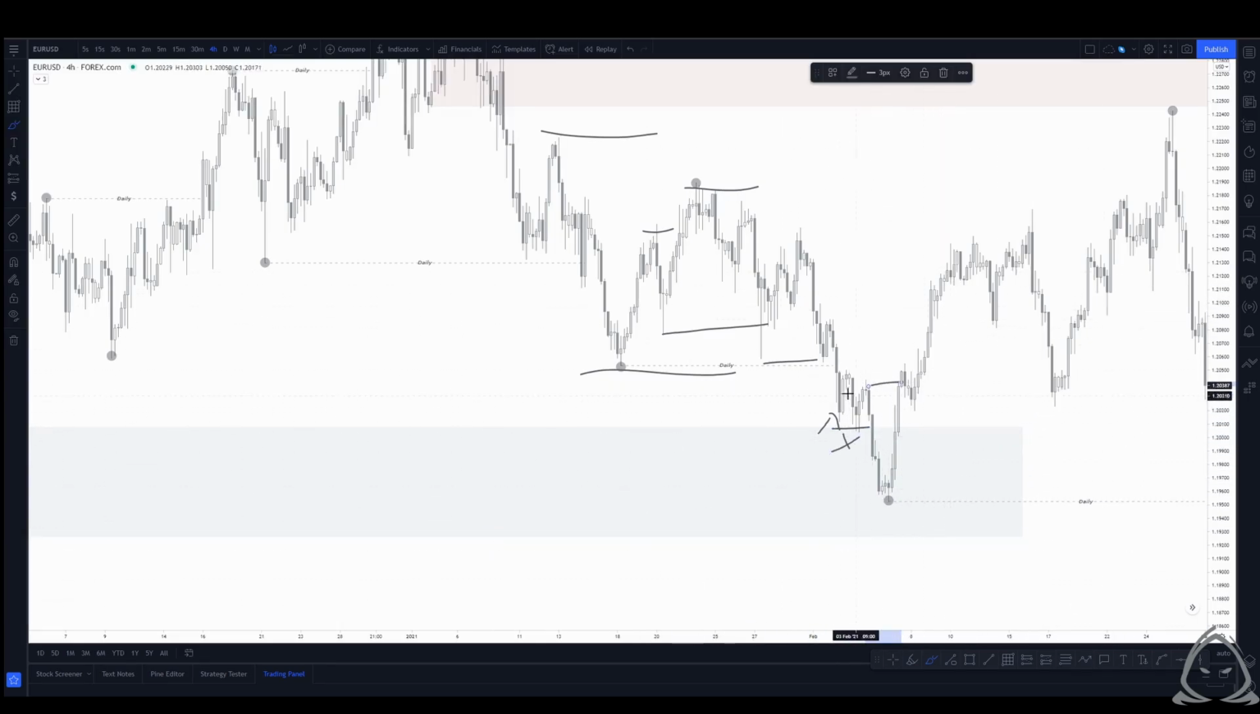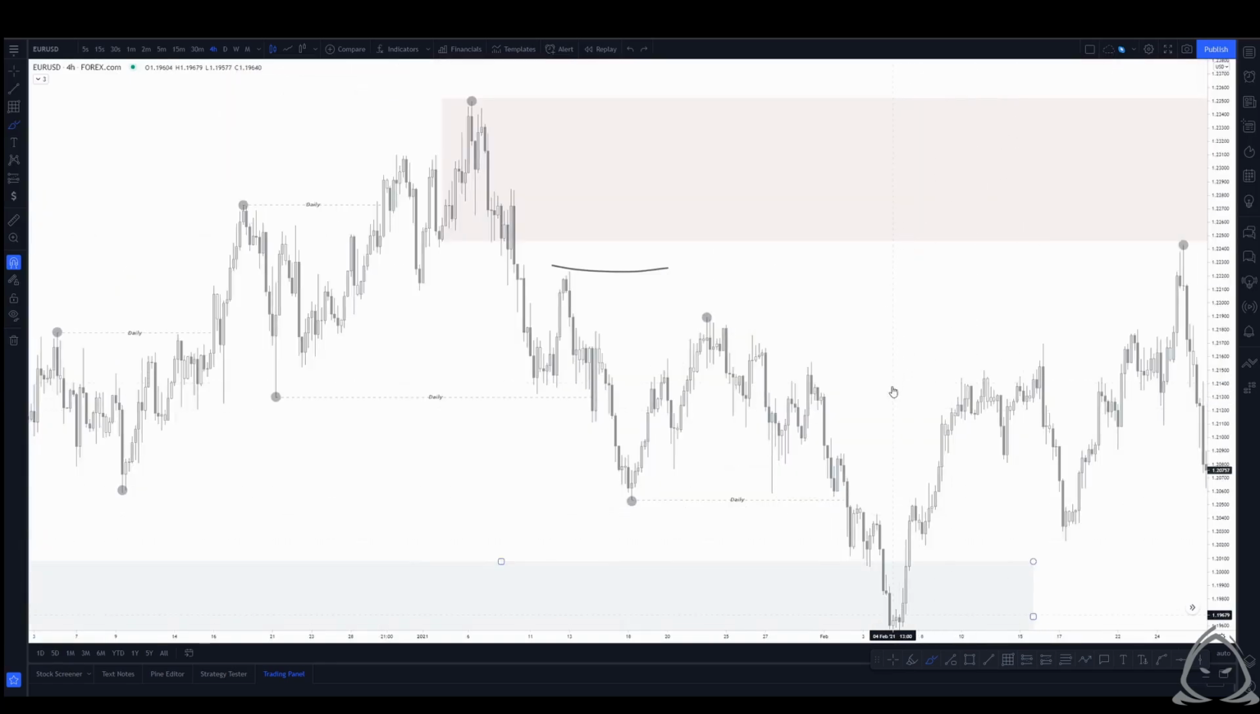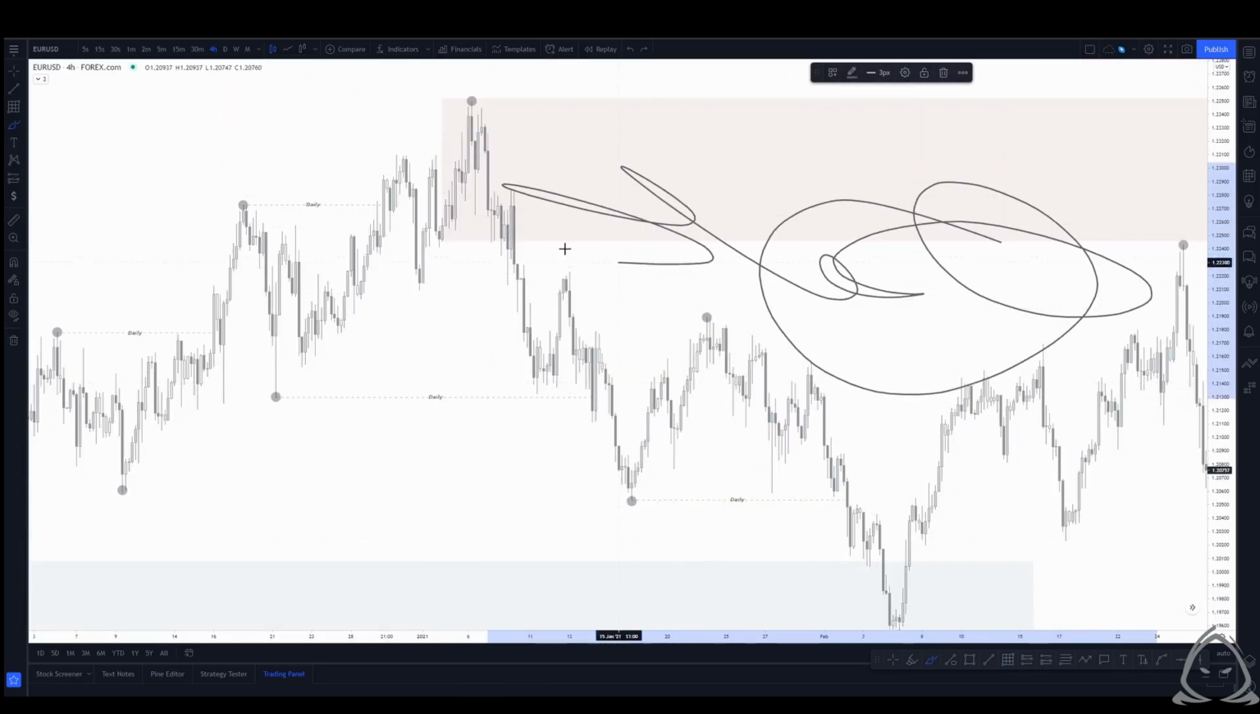What ends up happening? We start putting in substructure once again. We can see that we have a void here. This is all void as well. So chances are we have a high probability that price is likely going to gravitate somewhere in this area.